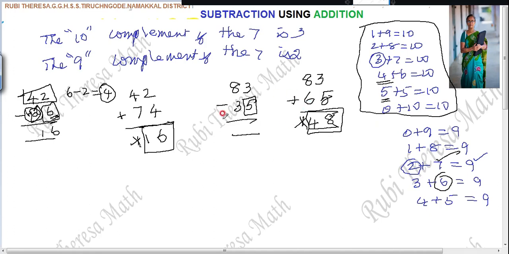Just you can refer to it. Suppose you don't like this method, you can choose your own method. If you are well versed in borrowing subtraction, that is regrouping, you can do it. Otherwise, quick subtraction, or this addition method. One more method I also taught in a separate video. So whichever method you are well versed in, you prefer, do it with that.